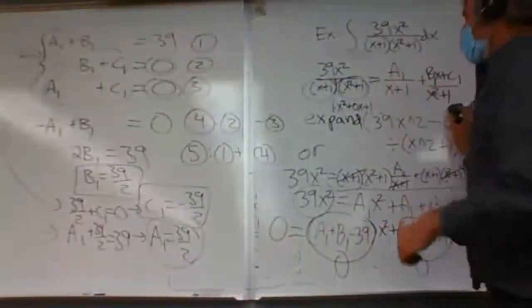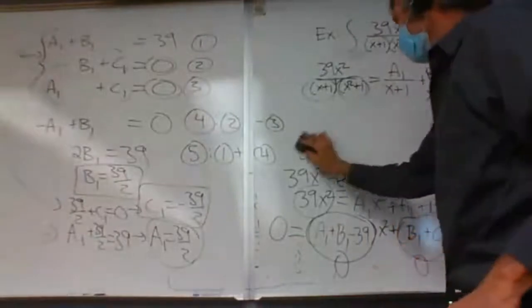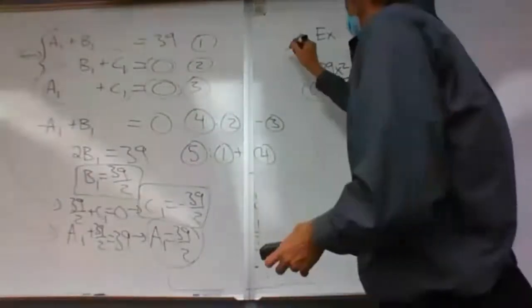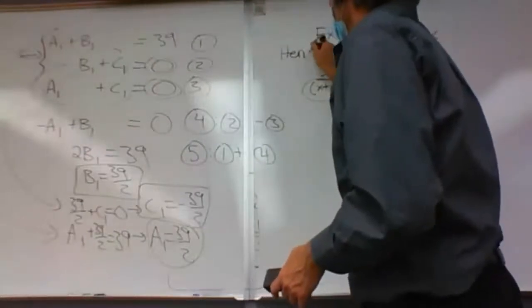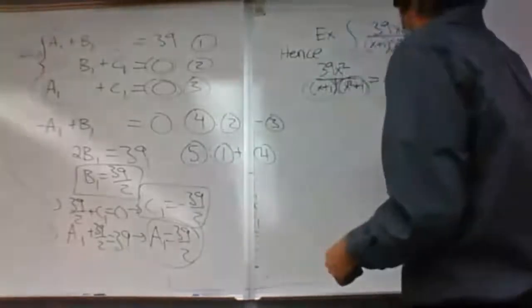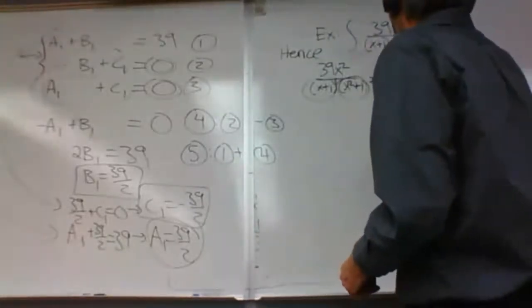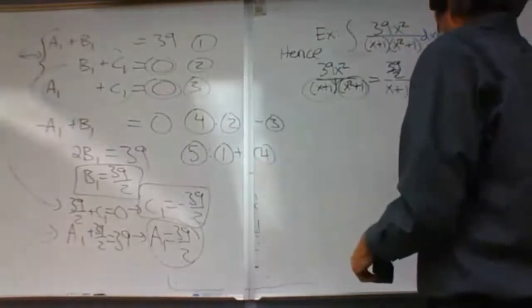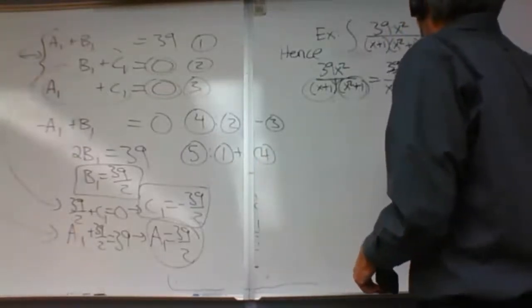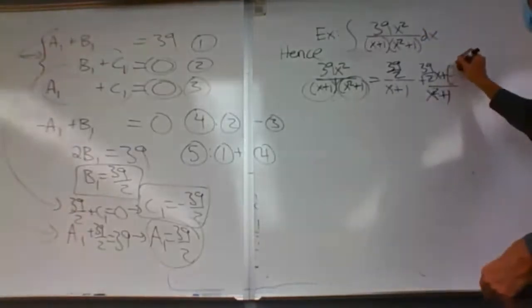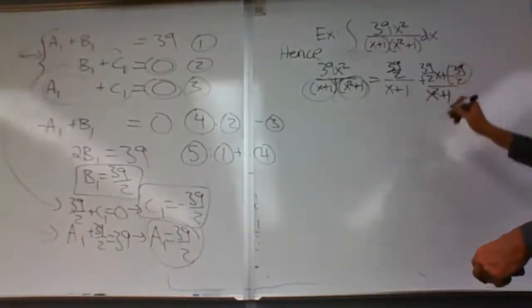All right, I'm going to take this thing that I wrote here and update it. Hence, having solved for those things, this is exactly equal to this with a1 equal 39 halves, b1 equal 39 halves, and c1 equal minus 39 halves.